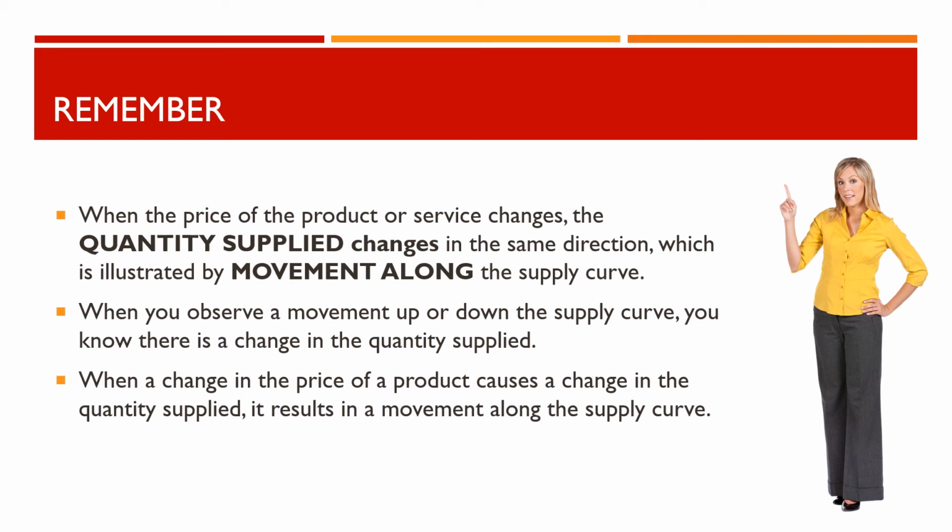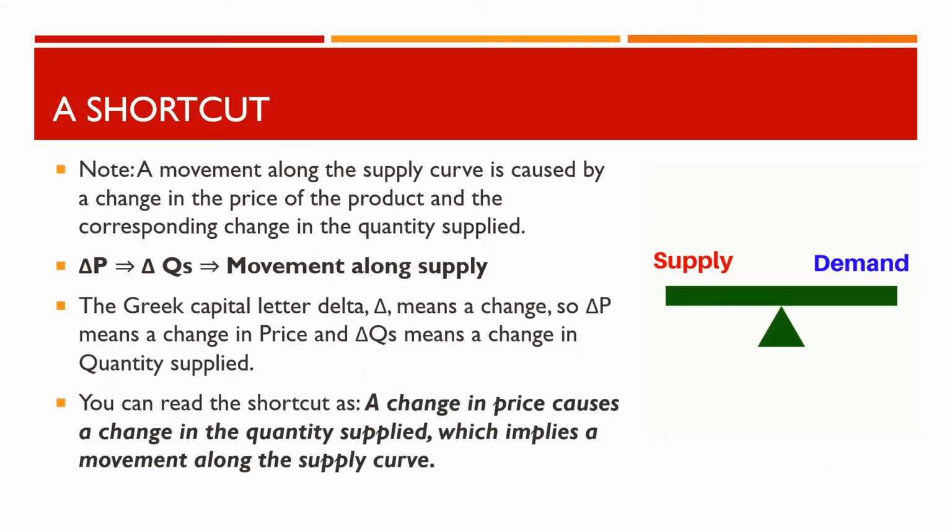When you observe a movement up or down the supply curve, you know there is a change in the quantity supplied. When a change in the price of a product causes a change in the quantity supplied, it results in a movement along the supply curve. Note, a movement along the supply curve is caused by a change in the price of the product and the corresponding change in the quantity supplied. The Greek capital letter delta means a change, so delta P means a change in price and delta QS means a change in quantity supplied. You can read the shortcut as a change in price causes a change in the quantity supplied, which implies a movement along the supply curve.